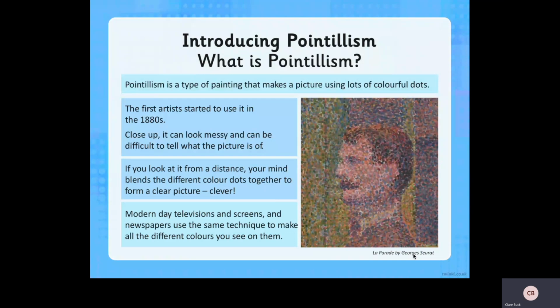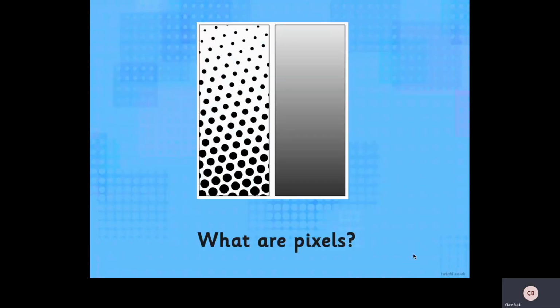If you were to get a magnifying glass and look very closely at a newspaper or even at a screen, you would see that in fact it's made up of tiny dots. If you looked at them close to, it wouldn't make any sense to your brain, but from a distance it creates a picture.